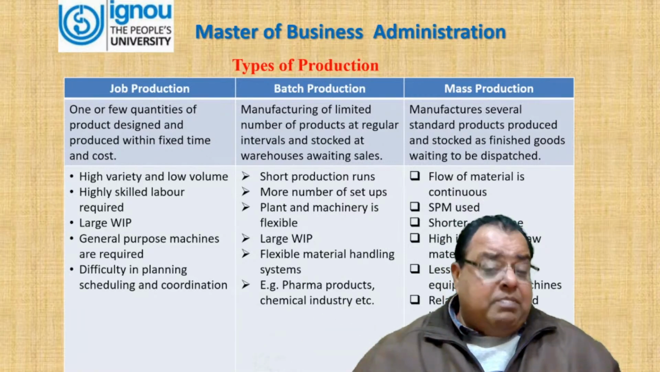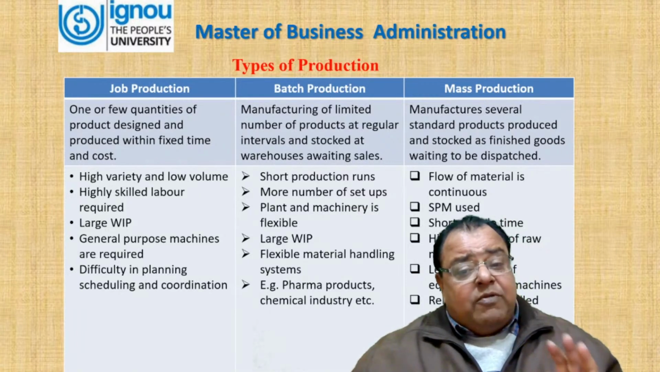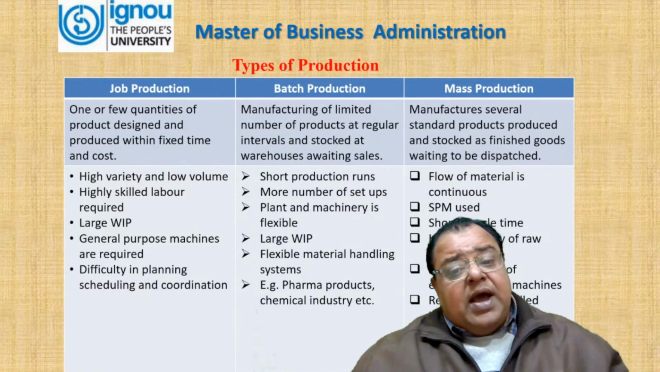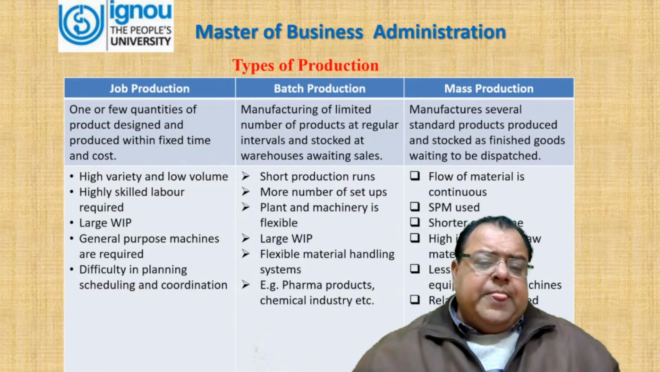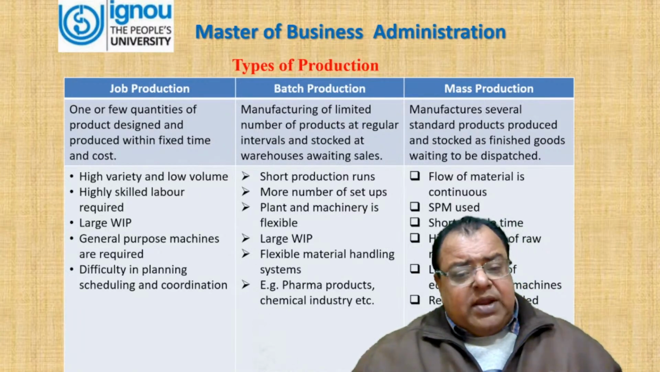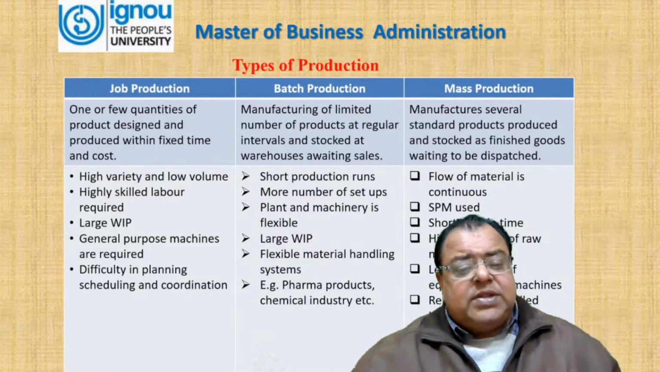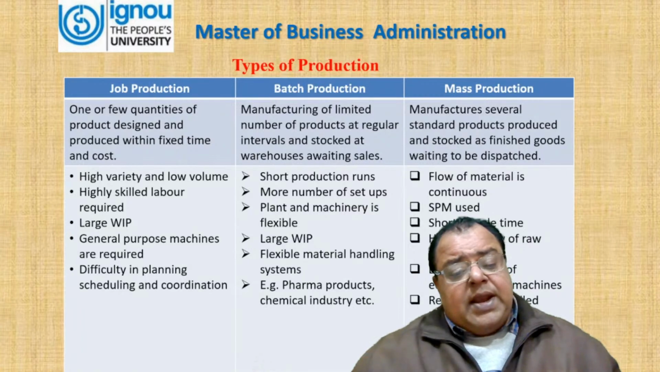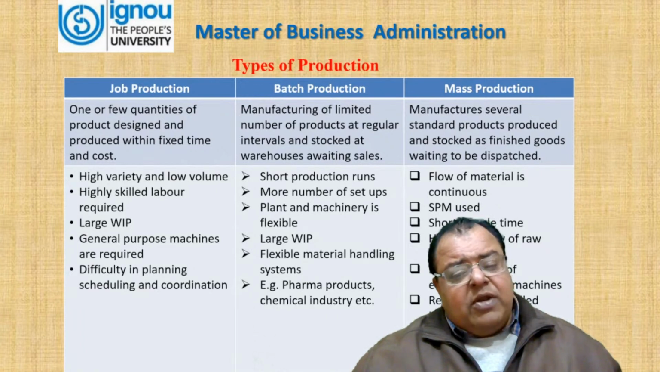If we talk about batch production, here manufacturing of a limited number of products at regular intervals are stocked at warehouse or awaiting sales. Here we have short production runs, more number of setups are required, plant and machinery is flexible, large WIP is there, flexible material handling system is used, and this is basically applicable for pharma products, chemical industry.